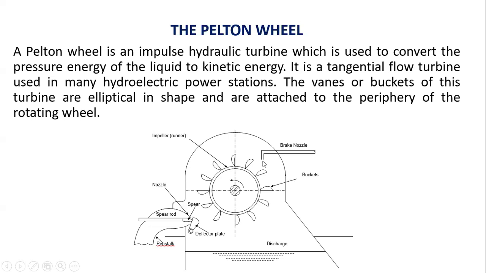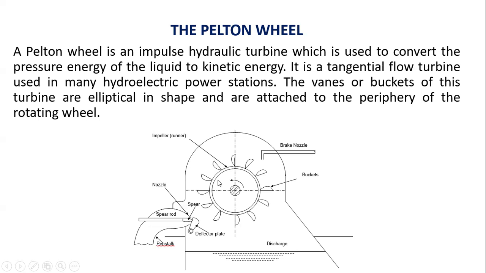Then when you want to reduce the speed of this impeller, you use a brake nozzle, which will allow water to come from the opposite direction and hit the buckets, opposing the motion, and then this will stop rotating. Whatever water is coming from there is collected in the discharge. And of course, this is delivered away.